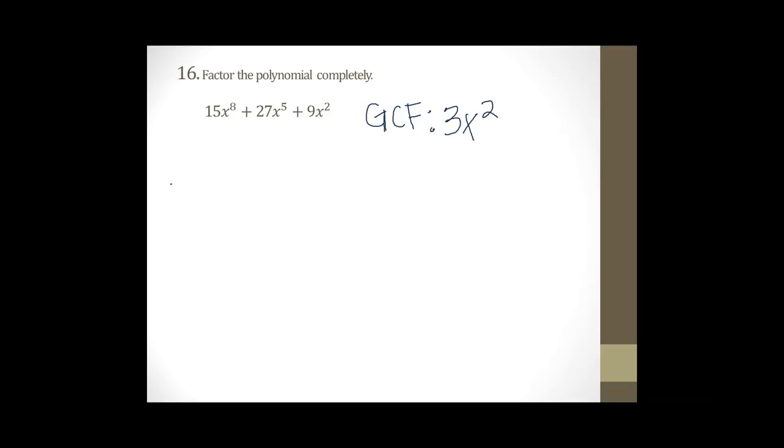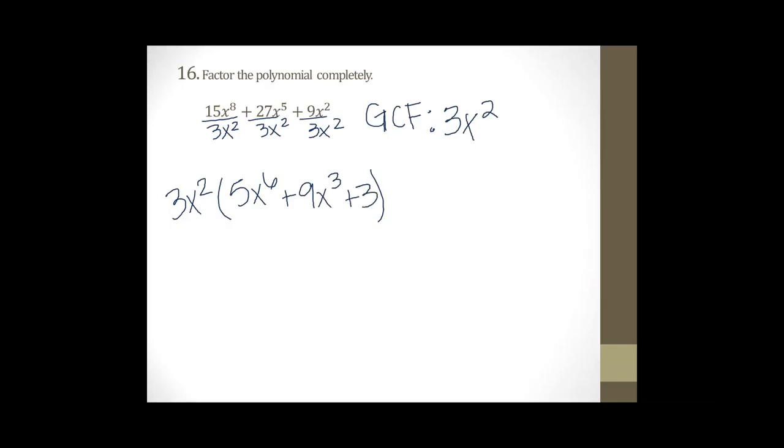So we're going to factor out the GCF, 3x squared, and we're going to write what's left over in parentheses. And you're basically dividing everything by that GCF. So 15x to the 8th divided by 3x squared would be 5x to the 6th. 27x to the 5th divided by 3x squared would be 9x to the 3rd. And then 9x squared divided by 3x squared would just be 3. So this is our final answer here.